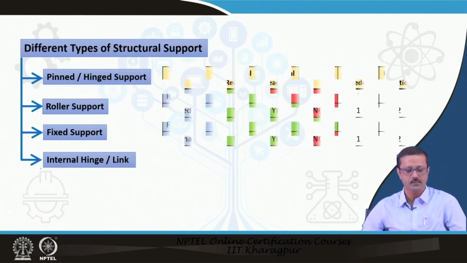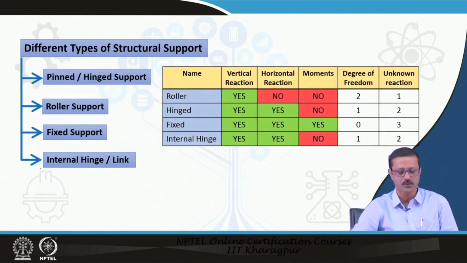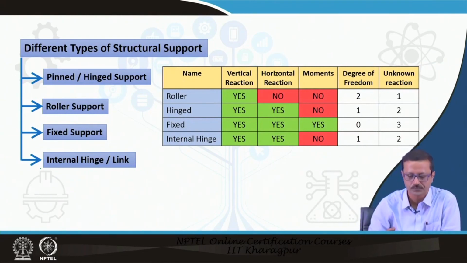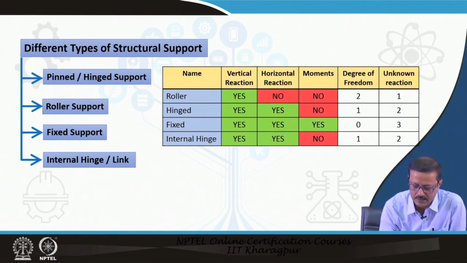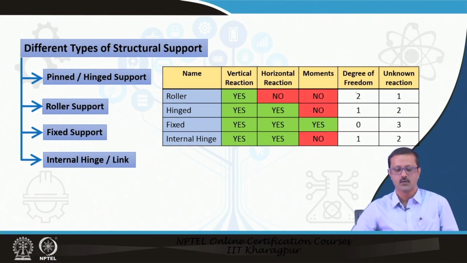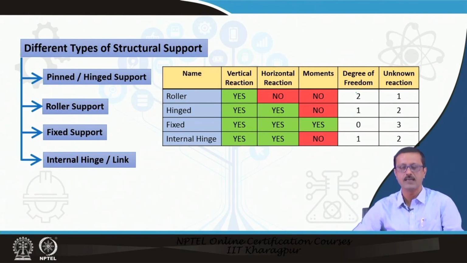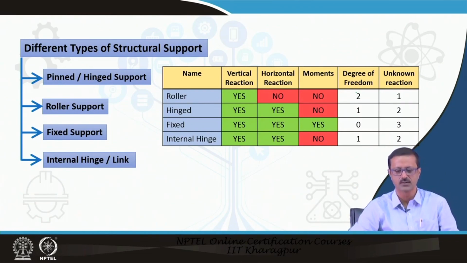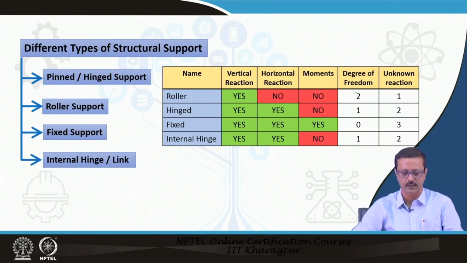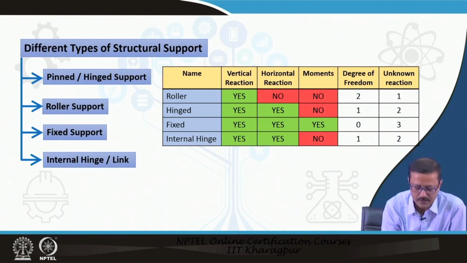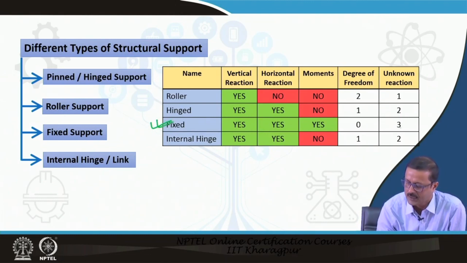So, again if I come back to these 4 types of support. In the roller I have a vertical reaction, which I have to find out, but there is no horizontal reaction, and the degree of freedom is equal to 2 and the unknown reactions are 1. All the 4 types of degrees of freedom and unknowns are written over there. Only the fixed support has all, that means you have 3 unknown reactions.